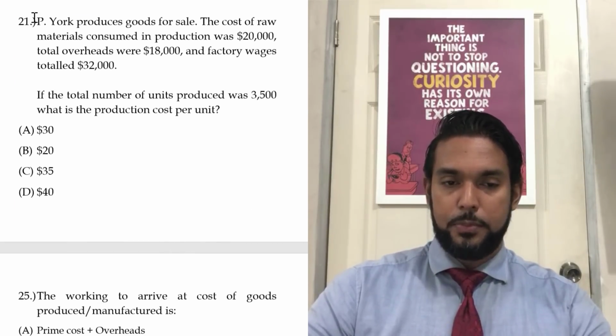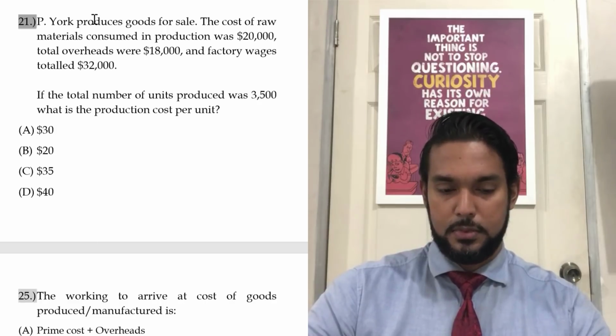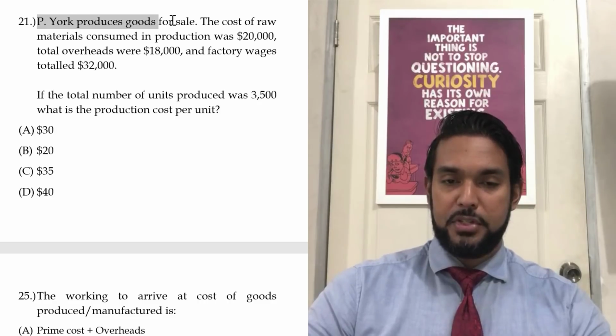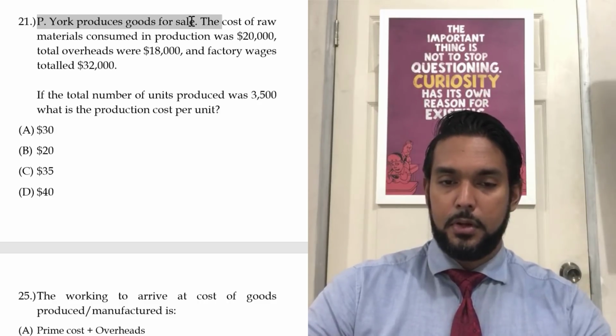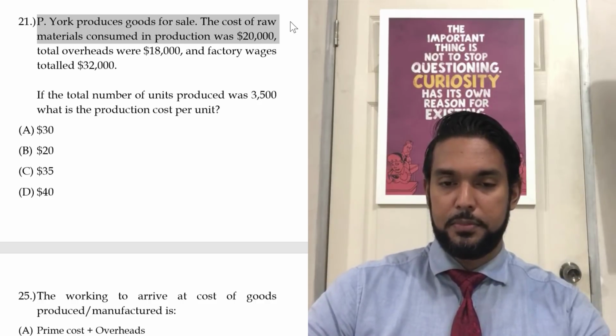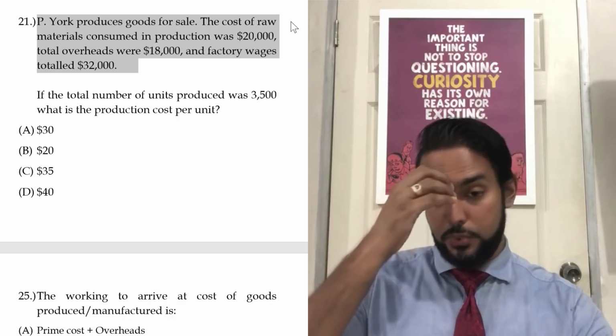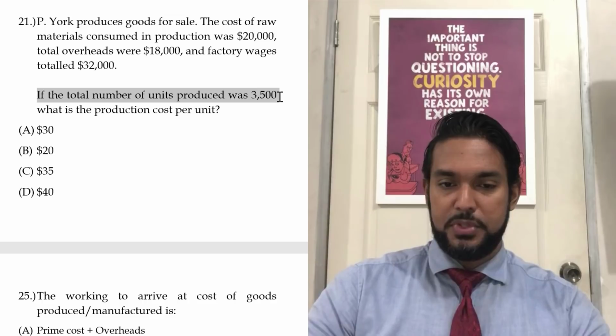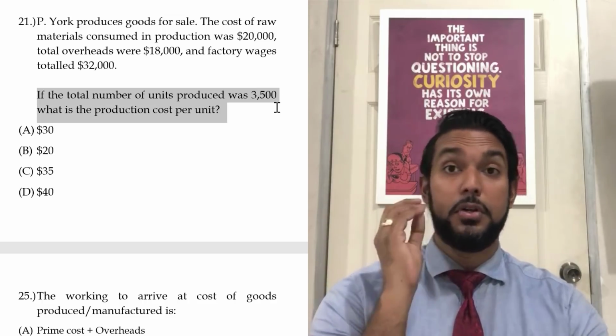All right, 21. So PoA, wink wink nudge nudge, this is supposed to sound like a name, produces goods for sale. The cost of raw materials consumed in production was 20,000. Total overheads were 18 and factory wages totaled 32,000. If the total number of units produced was 3,500, what is the production cost per unit?